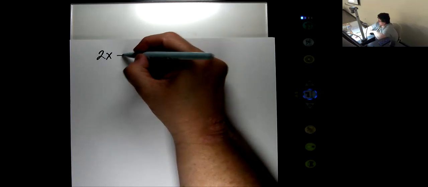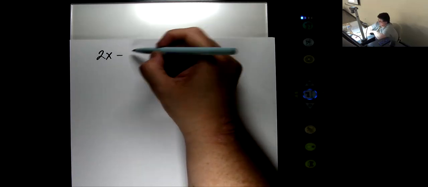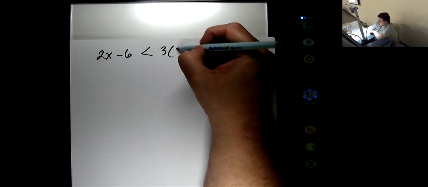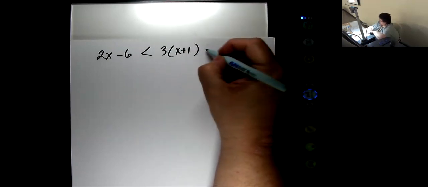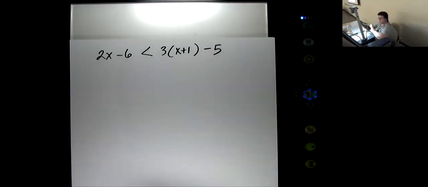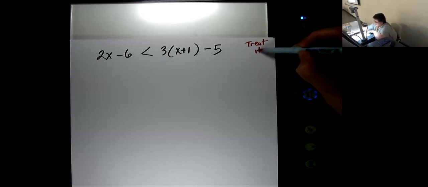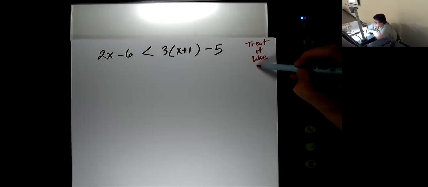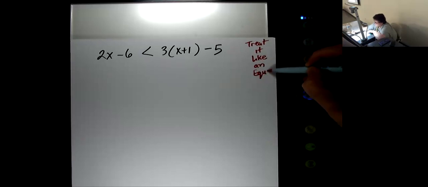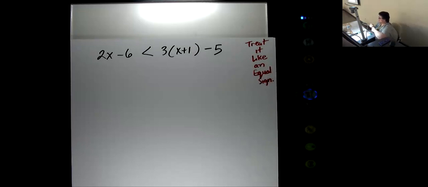2x minus 6 is less than 3 times x plus 1, minus 5. So we're going to treat it like it's an equal sign. The only reason to change the sign is the 2 reasons we just said: if we swap sides, or multiply or divide by a negative. Just stay on the lookout for that.